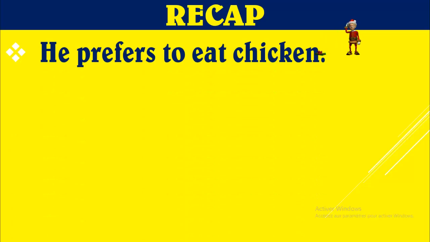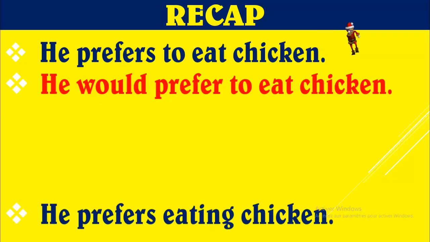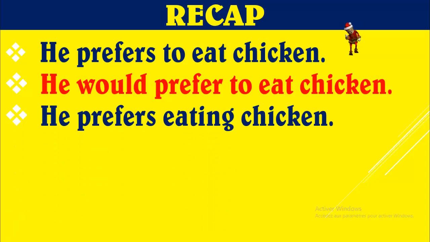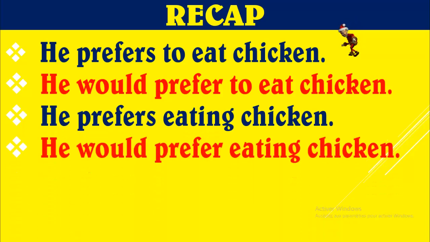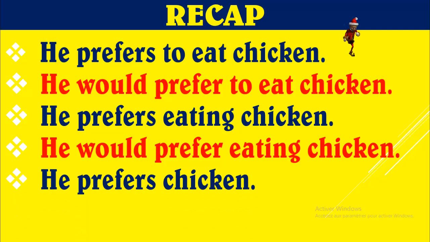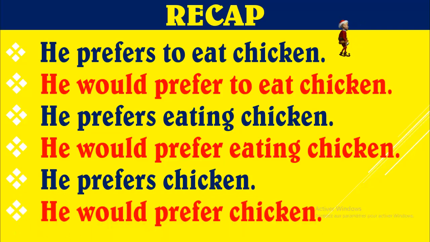Recap. He prefers with S to eat chicken. He would prefer to eat chicken. He prefers eating chicken. He would prefer eating chicken. He prefers chicken. He would prefer chicken. Full infinitive, ing form, noun.